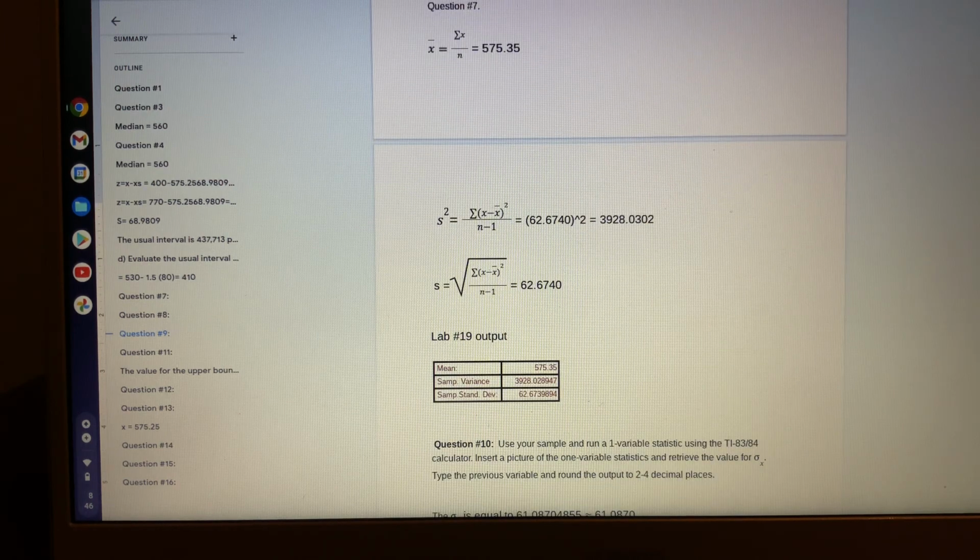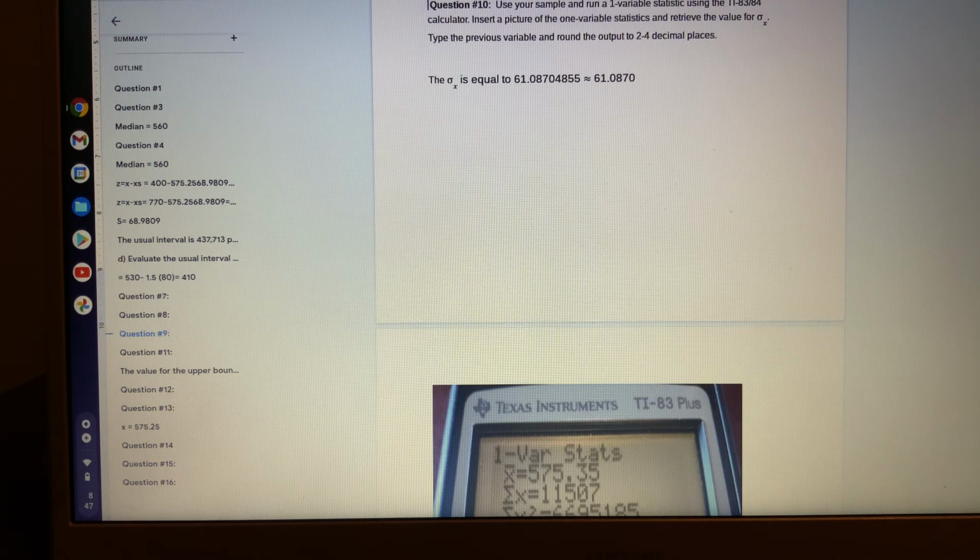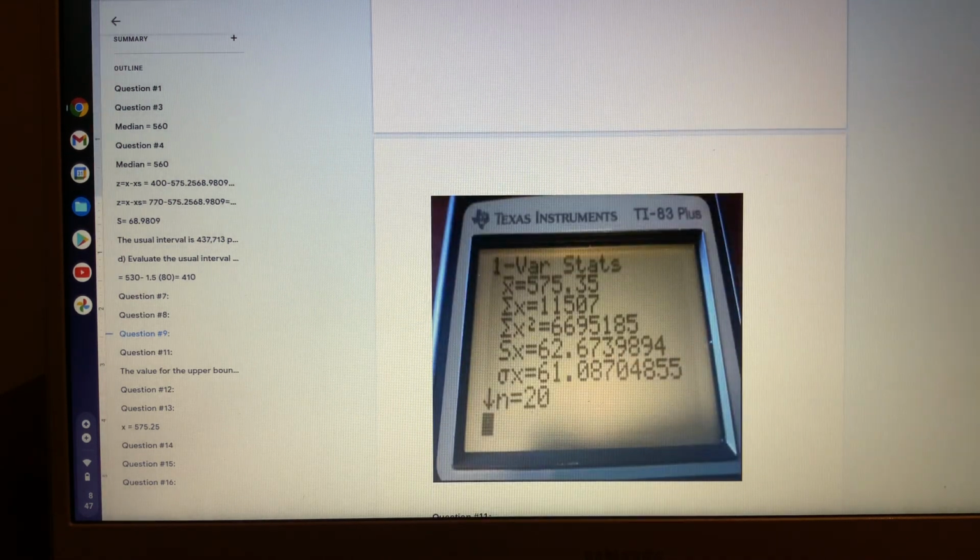And moving on to question 10, oh sorry, I moved too fast. It had asked for us to run a one-stat variable, which I did, and then the sigma is equal to 61.08704855, approximately 61.0870 after rounding, and here is the calculator for that.